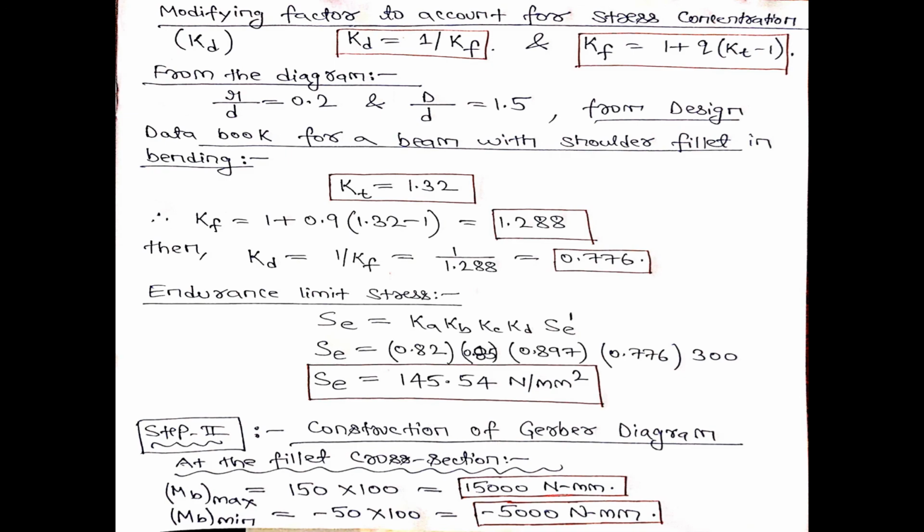KD is your modifying factor to account for stress concentration. I know that KD is nothing but the reciprocal of the fatigue stress concentration factor. That is, KD is equal to 1 by KF. And the fatigue stress concentration factor is given by the formula 1 plus Q times of KT minus 1, where Q is the notch sensitivity factor, which is already given in the problem.